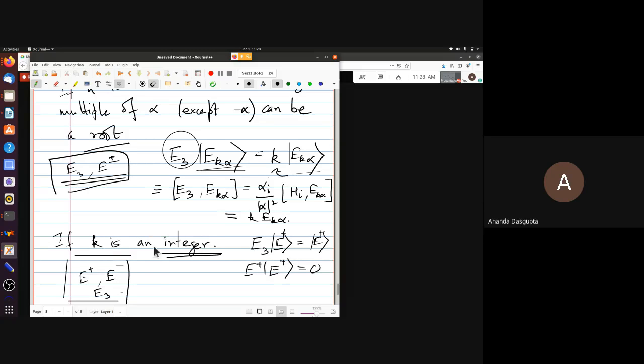But what you see is, if k is an integer, any integer other than plus 1, not integer greater than plus 1, let's say, then you will find a state by hitting with E minus a sufficient number of times, so I'm not giving this blank, so that you will get an E3 eigenstate corresponding to eigenvalue plus 1, which will contradict the uniqueness that we just talked about. So you cannot have an integer k in the story.